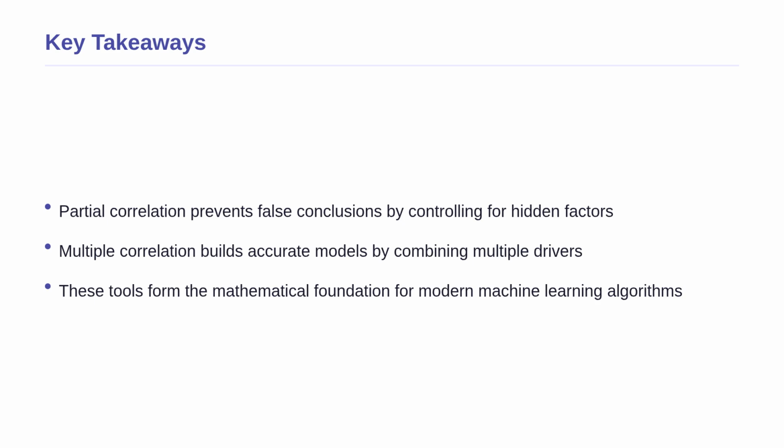To summarize, understanding partial and multiple correlation is critical for working with real-world data. Partial correlation prevents us from making false conclusions by controlling for hidden factors like age in medical research. Multiple correlation allows economists to build accurate models by combining multiple drivers like interest rates and employment. Together, these tools prevent us from being fooled by overlapping data and form the mathematical foundation for modern machine learning algorithms. You now have a solid understanding of how to untangle complex webs of variables.